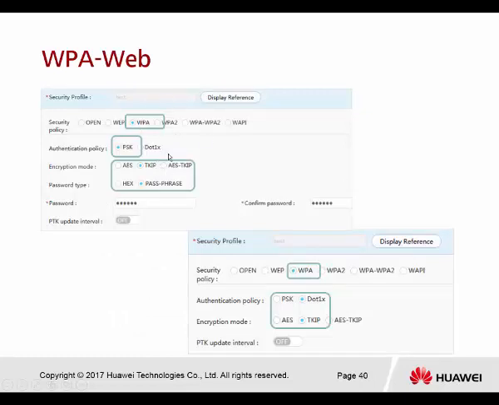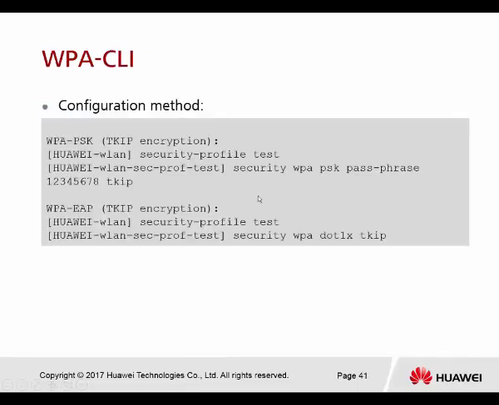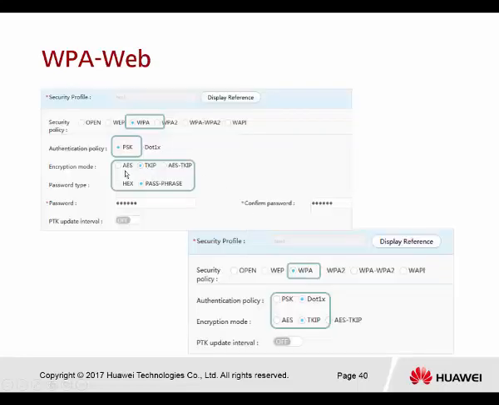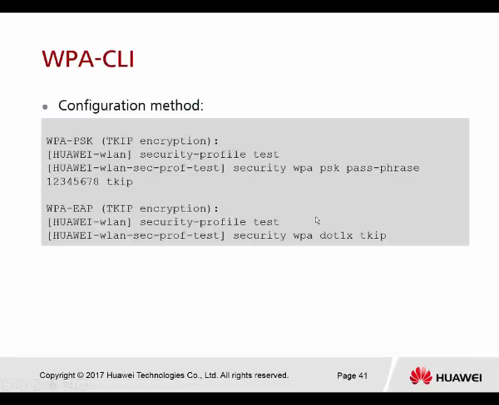And this is the configuration. Select WPA, select PSK. What kind of encryption do you want to use? TKIP, passphrase, enter the password. So the selection here is very simple. And this is for the CLI. You just enter back to the security profile, put WPA, pre-shared key, passphrase with your password, and what kind of encryption you want to use, TKIP. Or you can put in another encryption, which is this one, AES. Below here is for 1x.